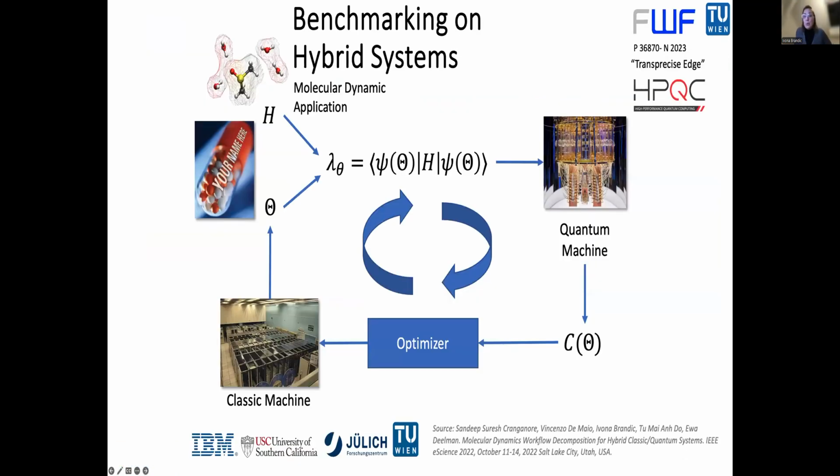What else are we doing? Well, we are now developing benchmarks of hybrid systems, meaning we are trying to execute applications, for example, for molecular dynamics. Molecular dynamics is a typical application that you use in science, where you monitor the behavior of atoms or molecules under different circumstances. So it's used, for example, for drug development, it's used in medicine, it's used everywhere.